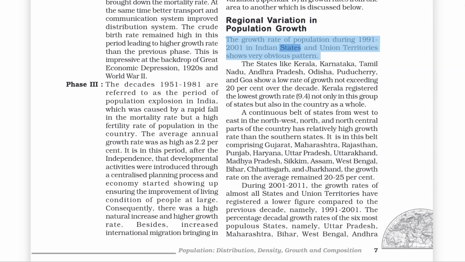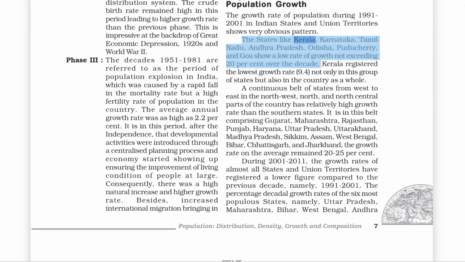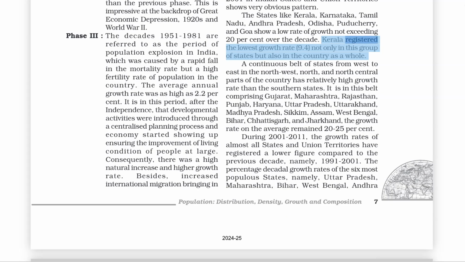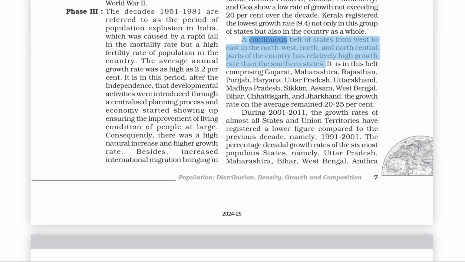The growth rate of population during 1991-2001 in Indian states and union territories shows a very obvious pattern. The states like Kerala, Karnataka, Tamil Nadu, Andhra Pradesh, Odisha, Puducherry, and Goa show a low rate of growth not exceeding 20% over the decade. Kerala registered the lowest growth rate, 9.4, not only in this group of states but also in the country as a whole. A continuous belt of states from west to east in the northwest, north, and north-central parts of the country has relatively high growth rate than the southern states.